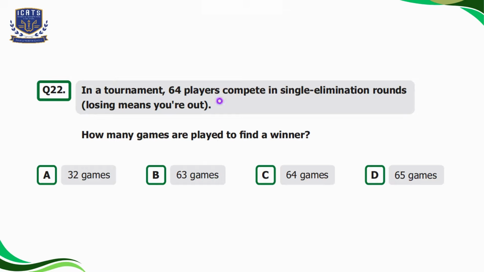As there were 64 players who competed in single elimination rounds, and there will be only one winner, if 64 players participate, 63 will lose, and then we can find only one winner. So we can say that there will be 63 games to find out one winner. So we'll select our option B here.